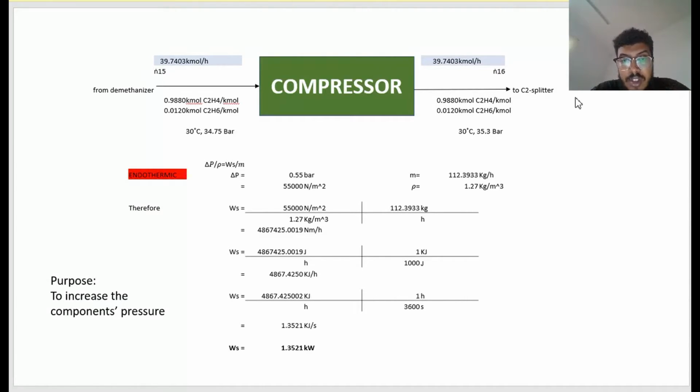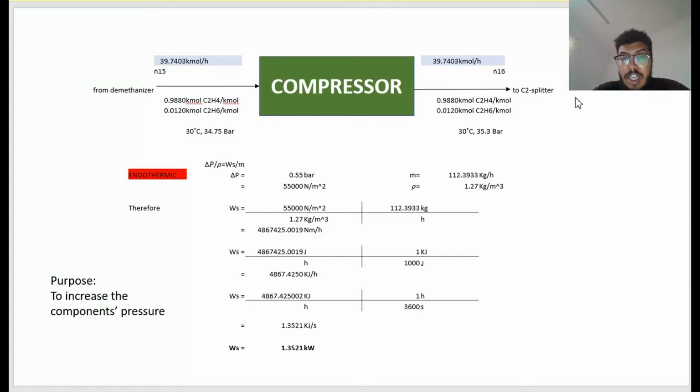Therefore we have the shaft work, with everything here, which is the difference in pressure times the mass flow rate over the density, and we got it here in Newton meter per hour. So right now we just need to change the units from Newton meter to kilojoule per hour, then to kilojoule per second, and finally, since it's kilojoule per second, it means kilowatt.